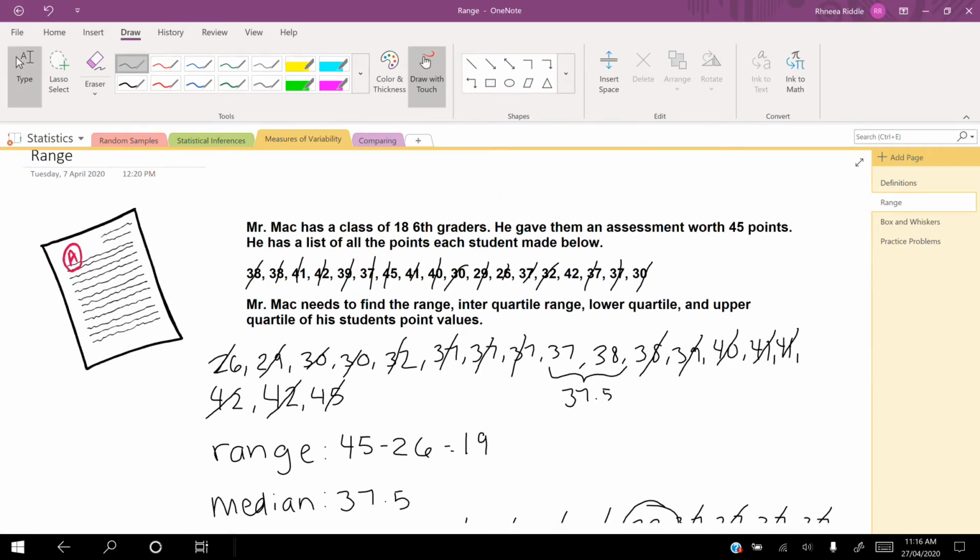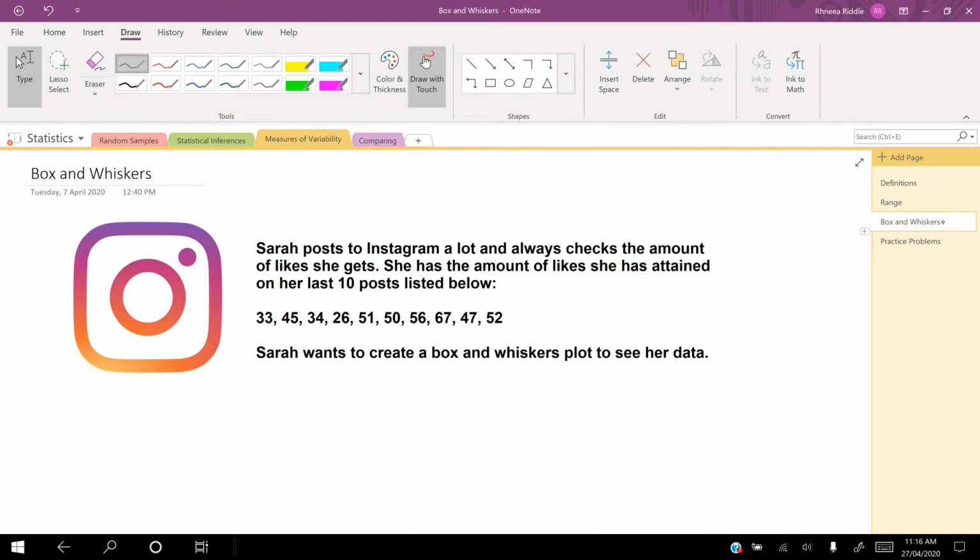So I know it's a lot of work, but it's a lot of work that can be easily done. So we're going to go over how to take all this information and create a box and whiskers plot. Sarah posts on Instagram a lot and always checks the amount of likes she gets. She has the amount of likes she has attained on her last 10 posts listed below. Sarah wants to create a box and whiskers plot to see her data. So to create the box and whiskers plot, we're going to need to have the range, the quartiles, and the median of this data set.